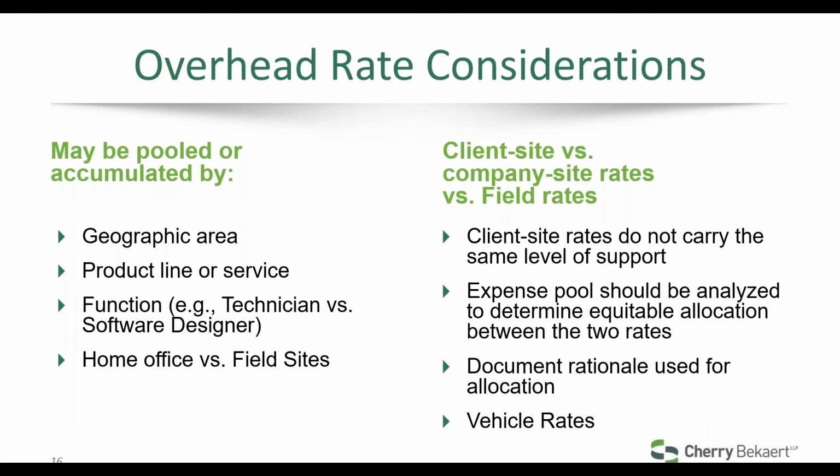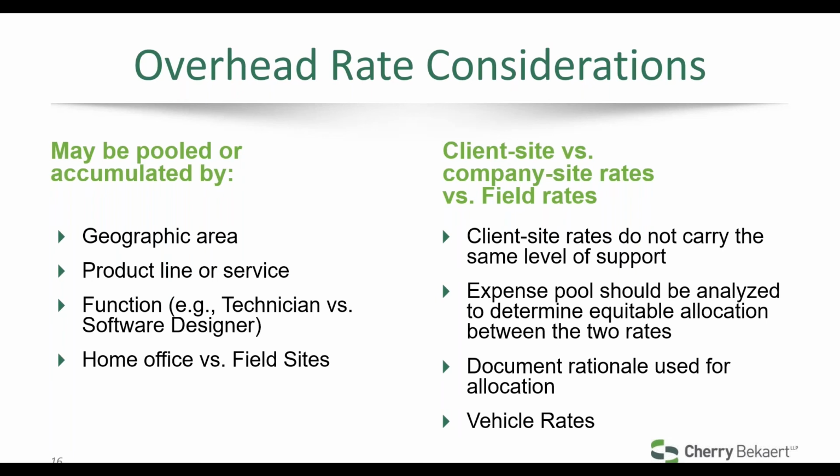Thanks, Bryn. So some overhead rate considerations that you might want to consider, and where you might have multiple overhead rates. Sometimes this can happen if you have geographical areas, where you have contracts or projects supporting one state versus another, or international versus not. Sometimes you can have different overhead rates based off of product line or service. So if you have a manufacturing business unit, but then you have a more labor-based business unit. Sometimes it can be off of function. The example here is technicians versus software designers. Maybe it's architecture versus engineering.